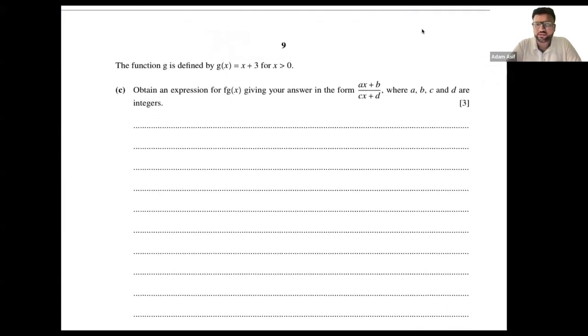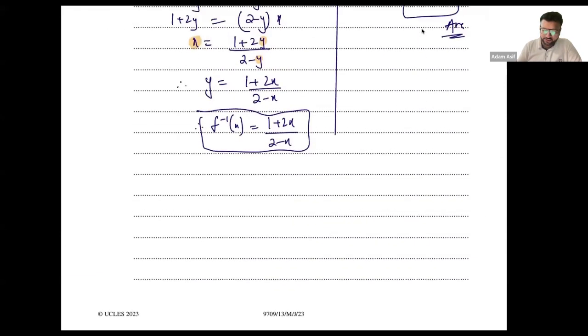The function g is defined by g of x equals x plus 3 and x is greater than 0. Obtain an expression for fg of x, giving your answer in the form of (ax plus b) divided by (cx plus d), where a, b, c, and d are integers. Okay, now we are talking about a composite function over here, fg of x. This is g followed by f. So in function f, we are going to insert function g.